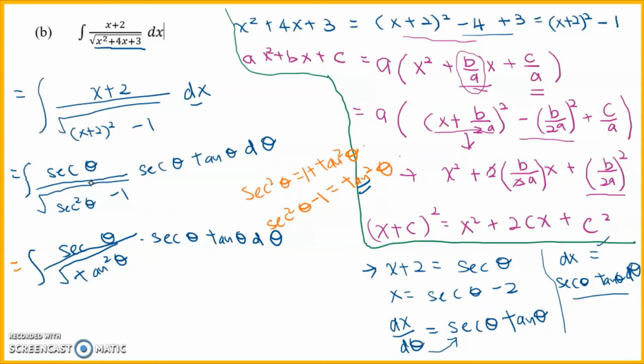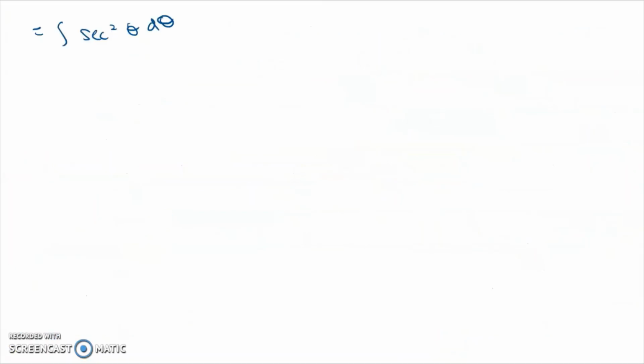So this square root of tangent squared theta is actually tangent theta. So this term and this term can be cancelled. What we have is actually secant squared theta d theta. This term times this term gives us secant squared theta. Okay, we do not have enough space. Let's continue in the next page. To integrate secant squared theta, the answer should be tangent theta plus c.